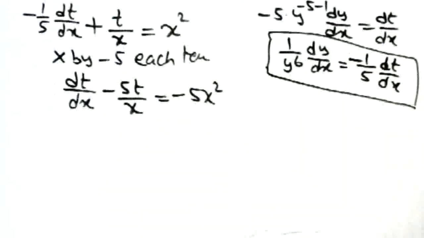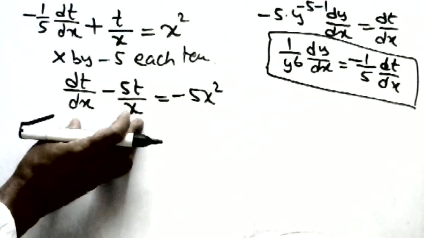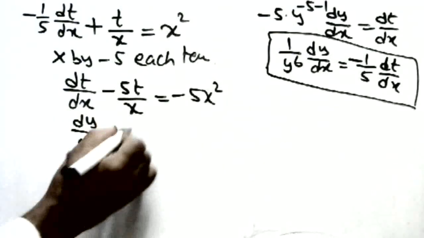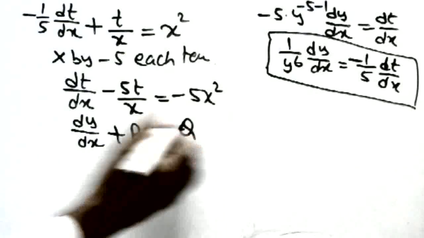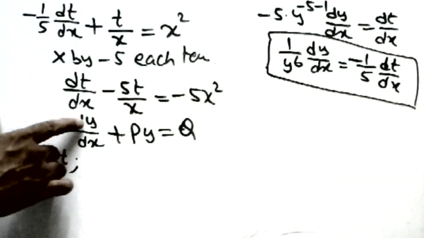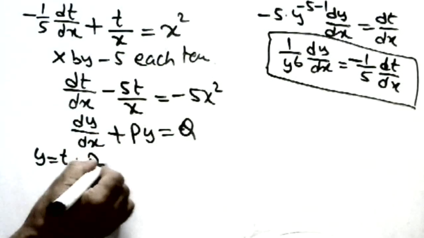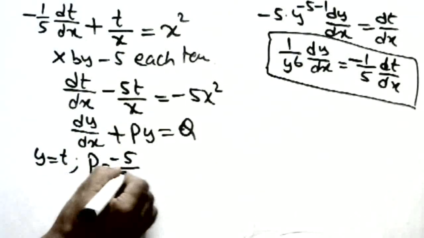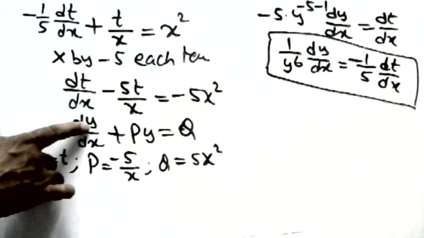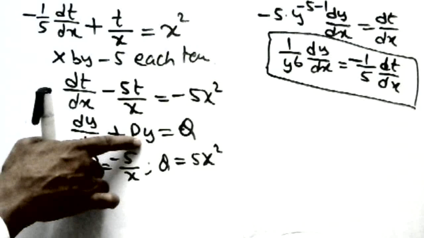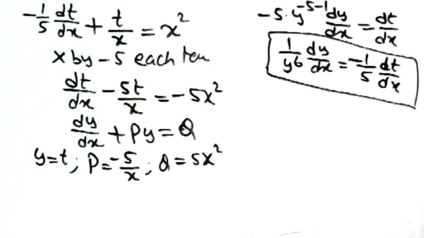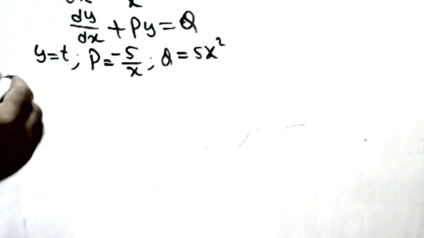Now watch carefully. This equation is that of a linear differential equation. Now compare with dy by dx plus py equals q. In place of y we are having t. In place of p we are having minus 5 by x. In place of q we are having minus 5x square. Now it is reduced to a linear differential equation.